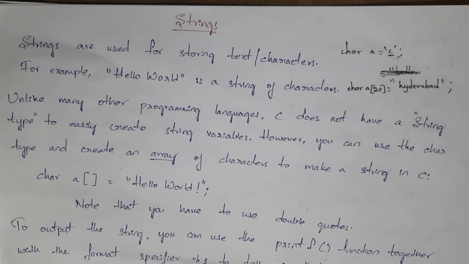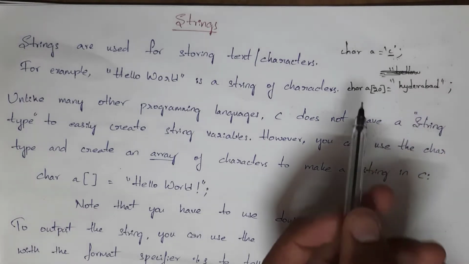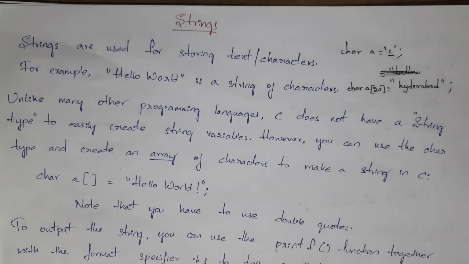For example, in other programming languages like Python and PHP, there is a string data type, but in C there is no string data type. So if you want to create a string, you need to use the character data type along with an array. By using the character data type along with an array, you can create a string.